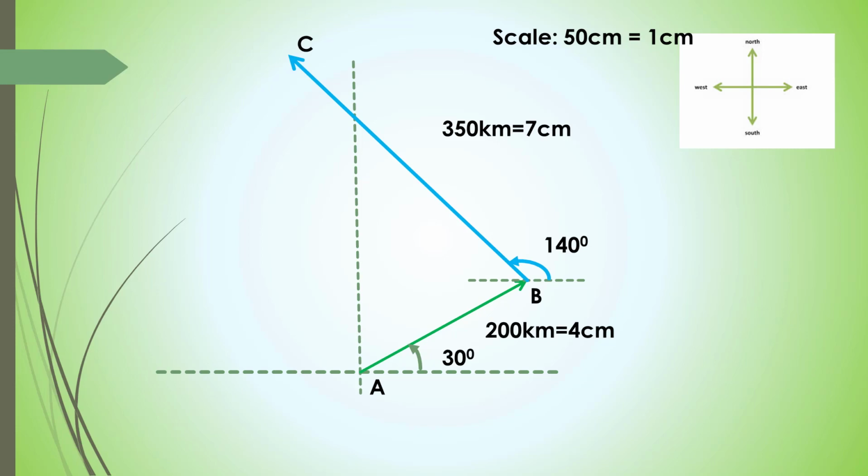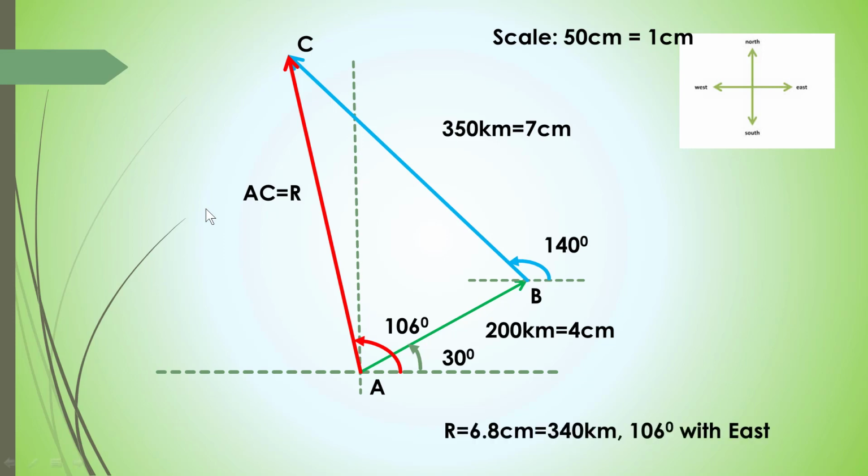Now we have to find the resultant displacement or straight line distance, from the tail of the first vector to the head of the last vector. We will draw the resultant. You can see this is our resultant, which makes an angle of 106 degrees, calculated with the protractor. Its magnitude AC is equal to R. So the resultant is 6.8 centimeters. We multiply 6.8 with 50 and get 340 kilometers, 106 degrees with east.